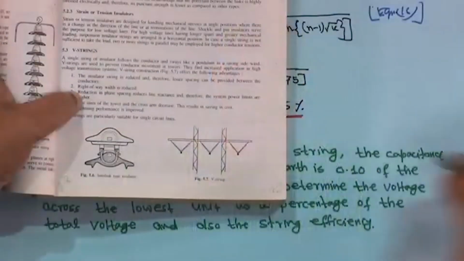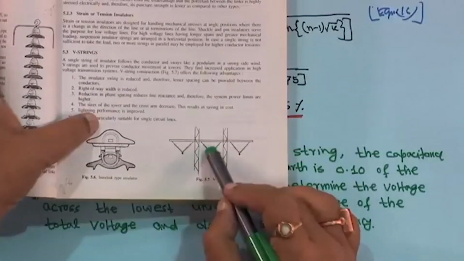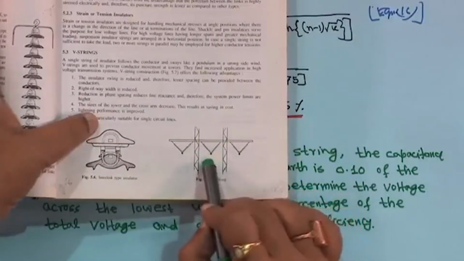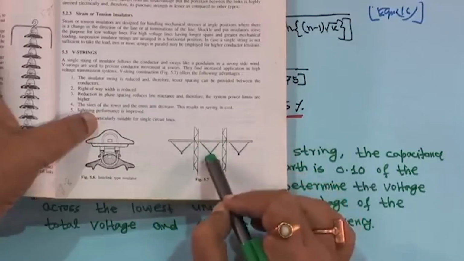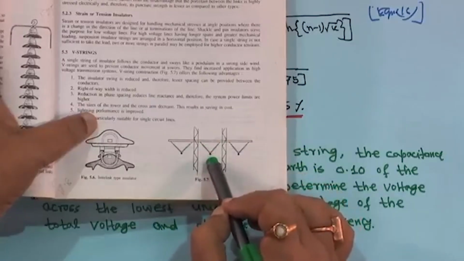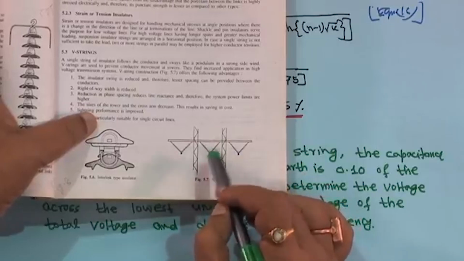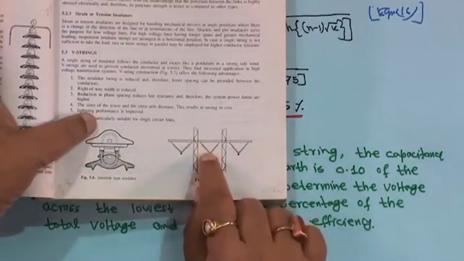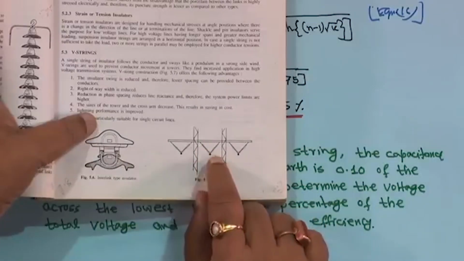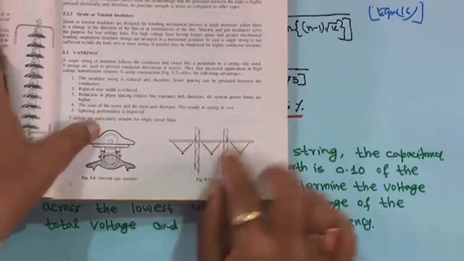So, we will come back again. Before going to example 6, just from the book I would like to show you that V string. This is the V connection of the insulator. Look, on this side one string, this is another string, and the conductor is connected here. When we study corona, I will show you how things are happening. At that time also I will take the photograph they have taken from a book and show you.